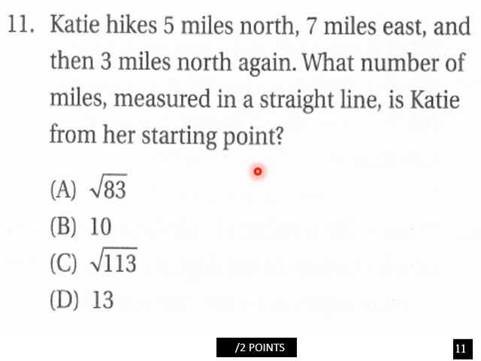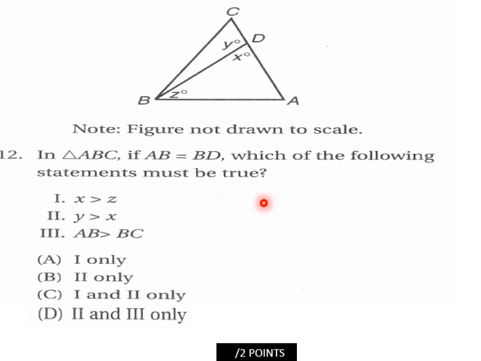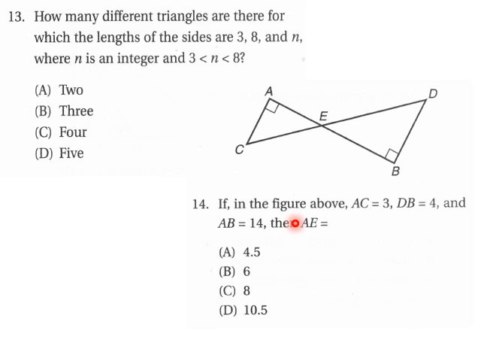So that's number 11. Number 12, figure not drawn to scale again. If AB equals BD, AB equals BD here, which of the following statements must be true in that situation? You have multiple scenarios down here for that. And then number 13, how many different triangles are there with side lengths 3, 8, and n, where n is an integer?